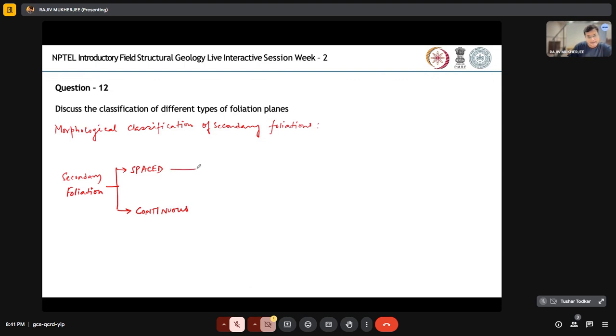Now, there can be three primary classifications of the spaced cleavages. One is compositional spaced cleavage. Another one is disjunctive spaced cleavage. And the last one is crenulation cleavage.